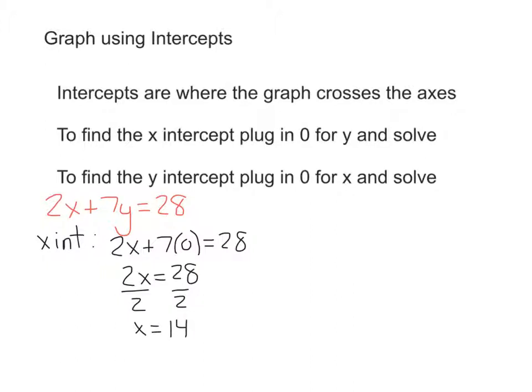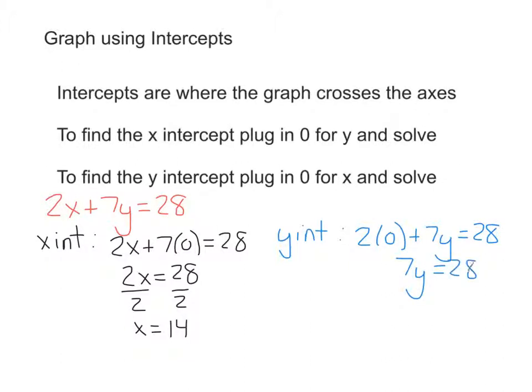We could also find the y-intercept. I'm going to plug in 0 for x. This time my x term is what's going to cancel out, so I'm going to be left with 7y equals 28. I'm going to divide both sides by 7 and get y is equal to 4. It's really important to note that this is not an ordered pair. This is not the ordered pair 14, 4. Be really careful of that. These are two separate points.